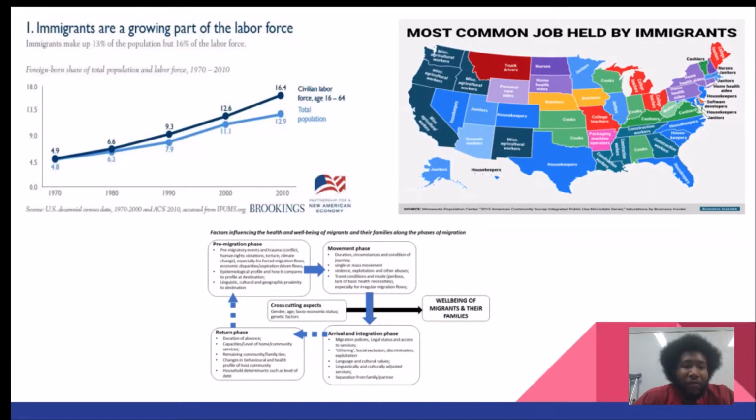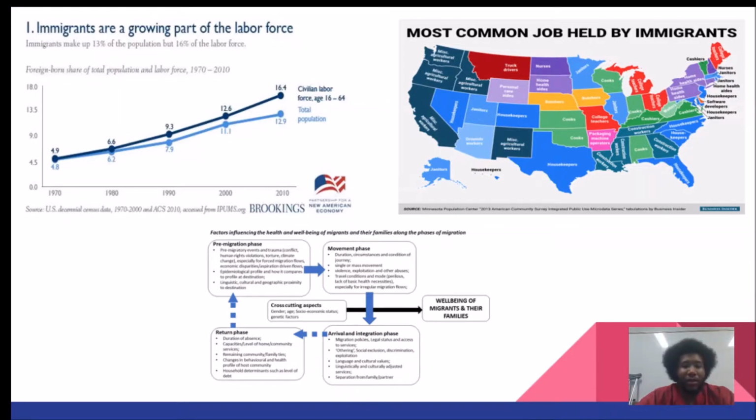Right here we have a couple of graphs depicting the most common jobs held by immigrants in the United States. This graph depicts how most migrants who come to work here in the States usually take up jobs mainly dealing with housekeeping, agribusiness, or construction. This linear graph also shows on the left, over the past decades, the effect that immigrants are having in becoming a growing part of the labor force here in the United States.